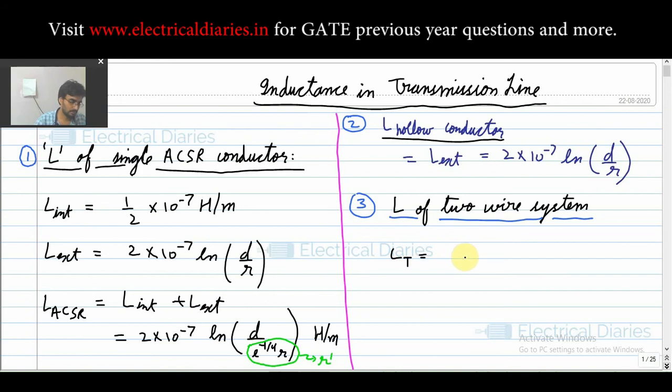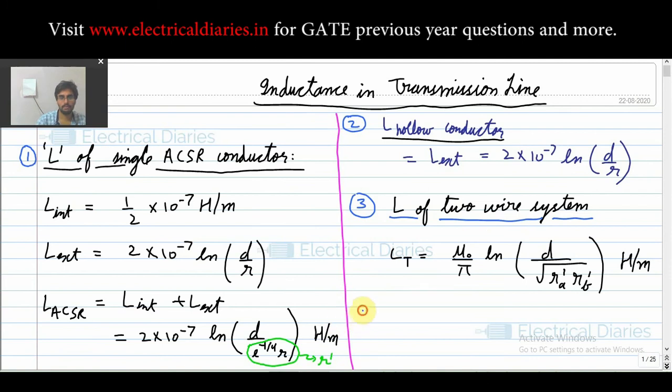L T is equal to mu naught upon pi ln d by under root of r A dash r B dash, where A means conductor A and B means conductor B. I hope I have told you the meaning of this dash: r dash means you have to multiply by e to the power minus 1 by 4, and this will come out in Henry per meter. So this is the inductance of the two-wire system.